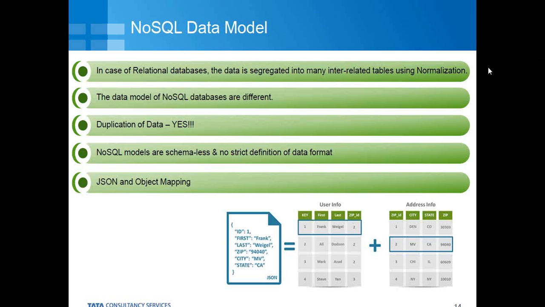But the problem with the NoSQL data model is that there will be duplication of data. The duplication of data is ideally because there is no strict definition of data format. And most of the NoSQL databases support JSON and also object mapping, so retrieval of data using APIs is easier.